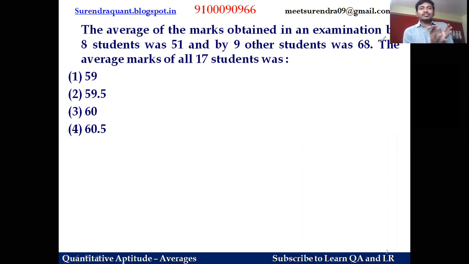So simply, 8 students are there with an average of 51. To get the sum of all those marks, we just need to multiply average with the number of students. So 51 is the average mark for 8 students. So 51 into 8 are the marks obtained by 8 students. What about the remaining 9 students? 9 students' average is 68. The sum is 9 into 68. So these are the total marks obtained by all 17 students. Here you have 8 students, here you have 9 students, total 17 students are there.